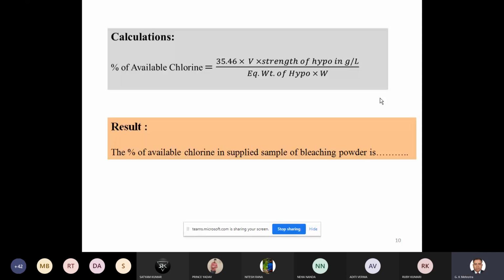So you will write the result, the percentage of available chlorine in the supplied sample of bleaching powder. That is an essential part of any exercise. I will not repeat all these things again in future. Remember, you will write the percentage of available chlorine in the supplied bleaching powder sample from the calculation. Suppose it is 25%, 18%, 17%. Obviously, it would be less than the calculated percentage.